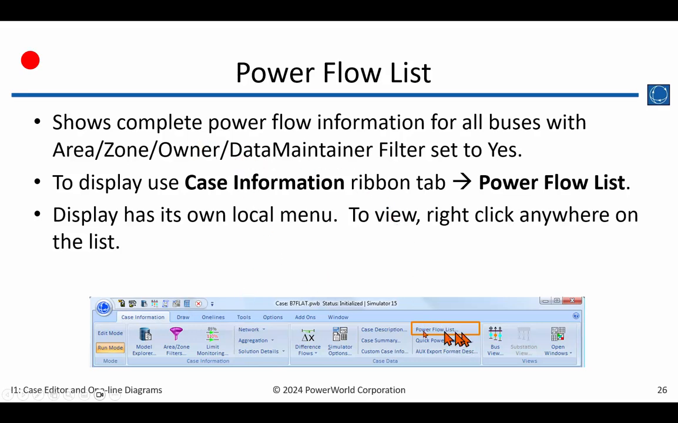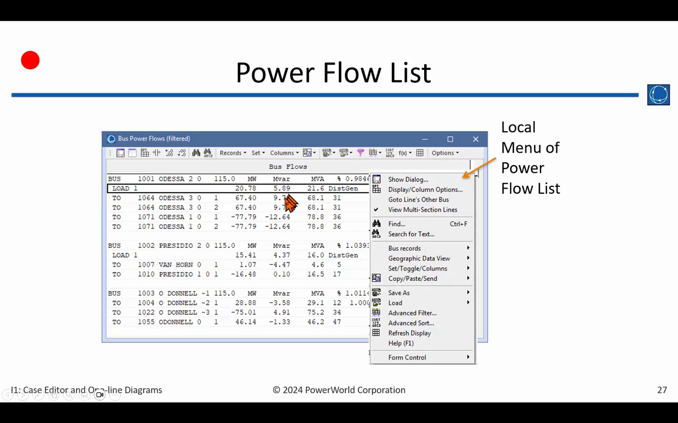We also have a PowerFlow list display, which is also on that same case information ribbon tab. This is de-emphasized in PowerWorld Simulator because the bus View Oneline is so much more powerful, but if you're familiar with it from use in other software, it's available here too. This is just an example of what it looks like. It gives you a list of buses and then the flows that go to either connected devices like loads, generators, and shunts, or down transmission lines that are connected to each bus.